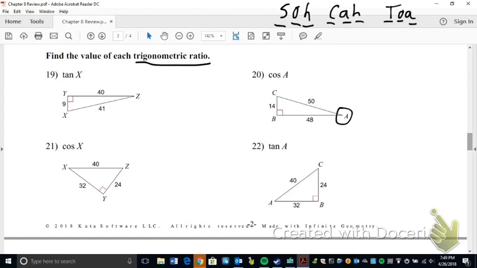So, if we can remember SOHCAHTOA, we remember what each ratio is. Sine, opposite, hypotenuse. Cosine, adjacent, hypotenuse. Tangent, opposite, adjacent. So for 20, we were asked to find the cosine of A. Cosine is adjacent over hypotenuse.